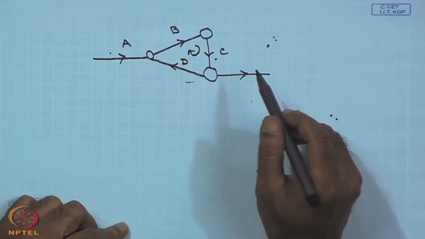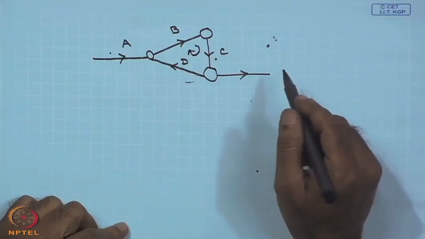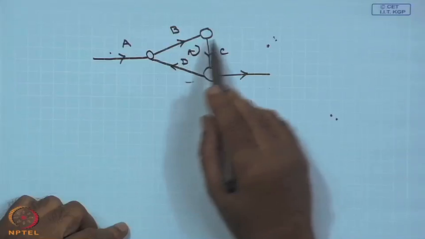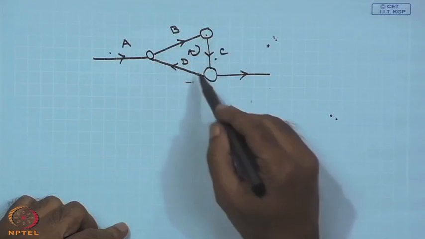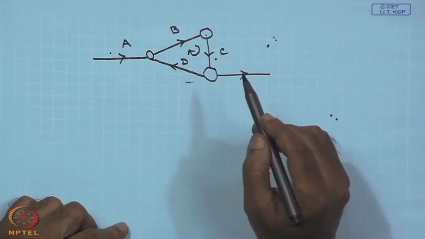So, how I can break the loop that we have written: it can be avoided by checking the precedence relationship, that is, the precedence relationship of activities, and numbering them in logical order. Depending on the precedence, you can say that this is completing this, and I can break any one of them. This again we will see afterwards.